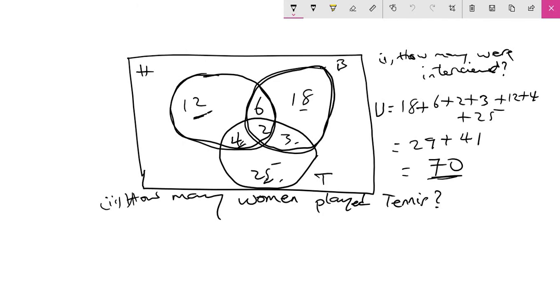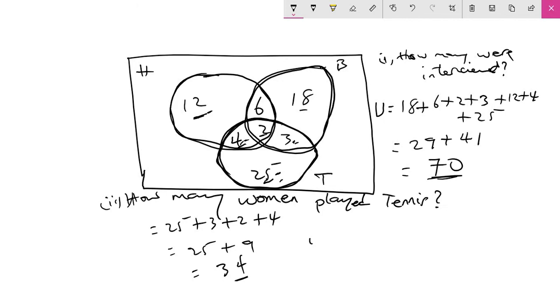So how many women play tennis? So that means we want to find a total number of women who play tennis, regardless of whether they played another game besides that or not. So that means we add 25 to 3 and to 2 and then to 4. So the circle here. So this gives 25 plus 3 plus 2 plus 4. So we have 25 plus 9 and this is 34. And that is it.